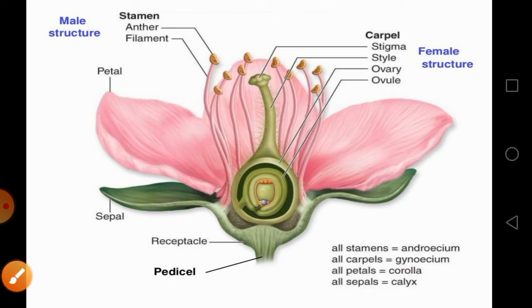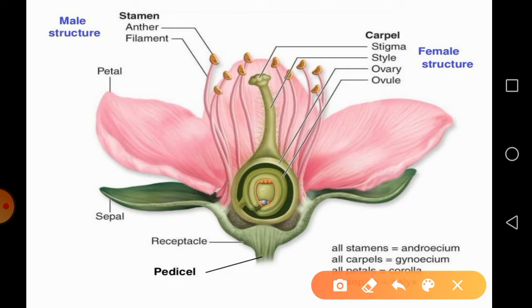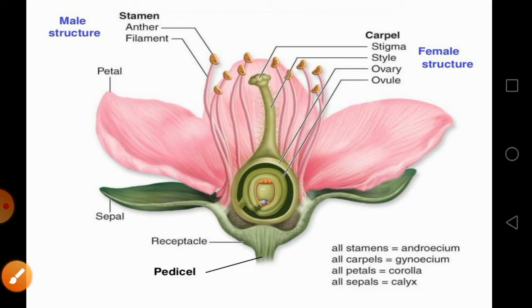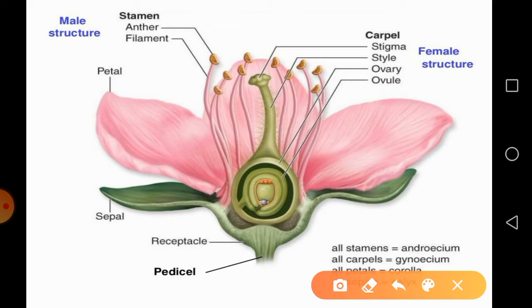Then above this receptacle we have four whorls. A typical complete flower consists of four circles of floral organs, called calyx, corolla, androecium and gynoecium. All sepals together are called a calyx, all petals together a corolla, all carpels together a gynoecium, and all stamens together an androecium. Is that clear? So here you can see sepal. The individual one is a sepal, together they are the calyx.